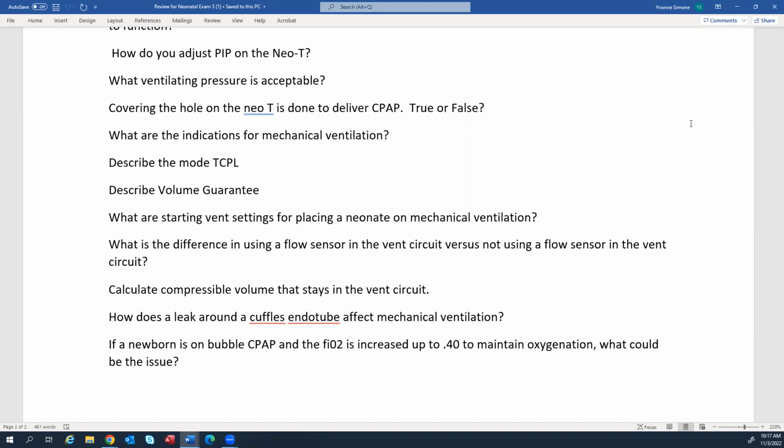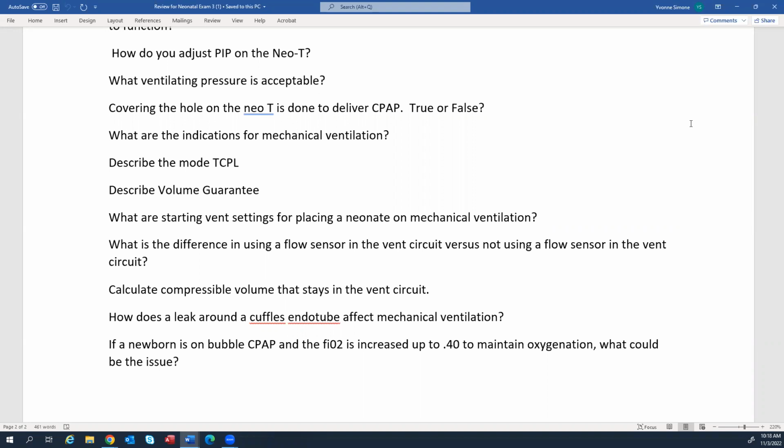And next is to describe volume guarantee. So we know that volume guarantee is just like giving a PRVC breath, where the pressure will vary from one breath to the next to target a tidal volume. In this mode, it doesn't alter it by 3 centimeters of water. I think it's 1 centimeter of water at a time.